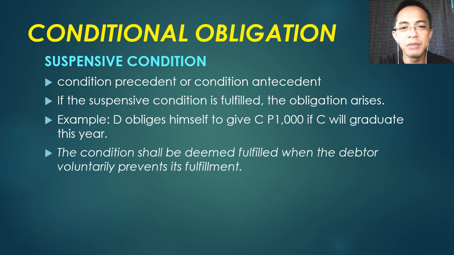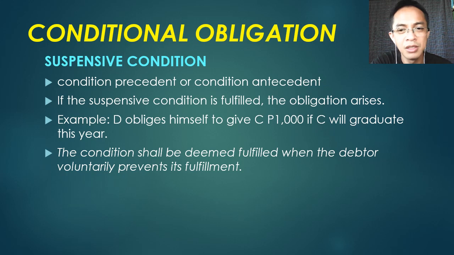So, the condition shall be deemed fulfilled when the debtor voluntarily prevents its fulfillment. Ibig sabihin nito, for example, dito sa ating example, D obliges himself to give C 1,000 if C will graduate this year. So, ang ginawa ni D, halimbawa, ginawa ni D para hindi makagraduate si C, sinunod niya yung school need C. Para hindi siya maka-enroll, walang klase, hindi siya makagraduate. Ibig sabihin, si D, hindi magiging liable to pay 1,000 kasi hindi makagraduate si C. And that is the case, class, because D prevents the fulfillment of the condition. The law says the condition is deemed fulfilled.